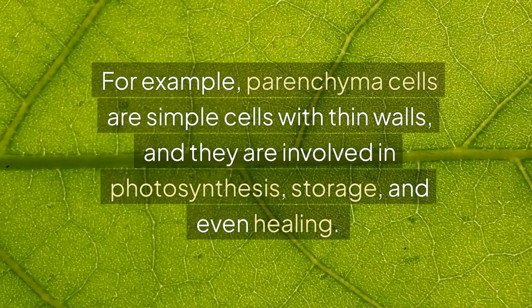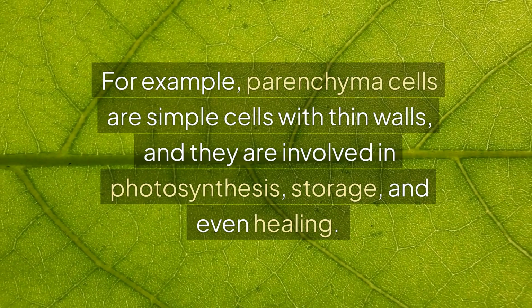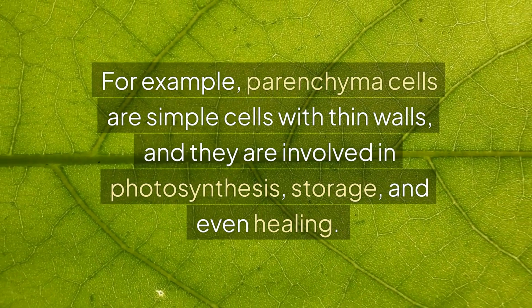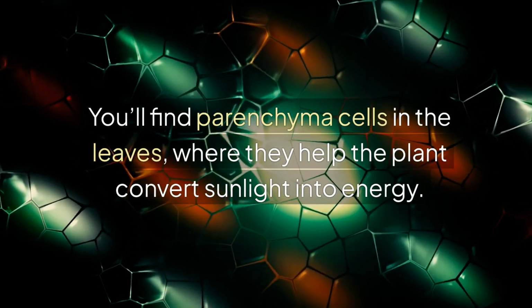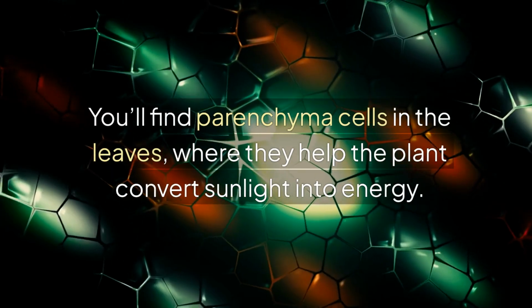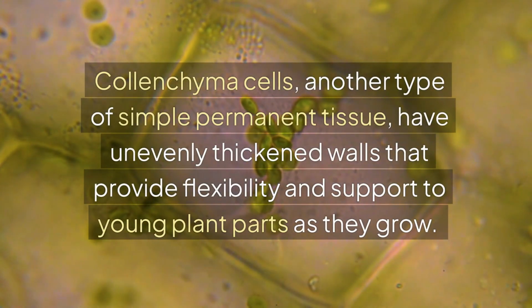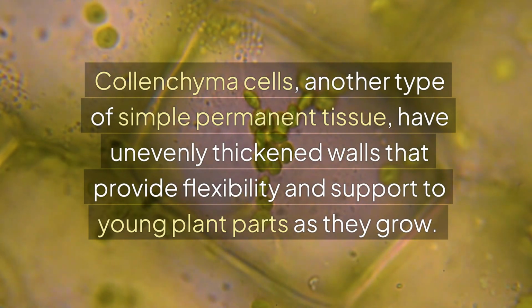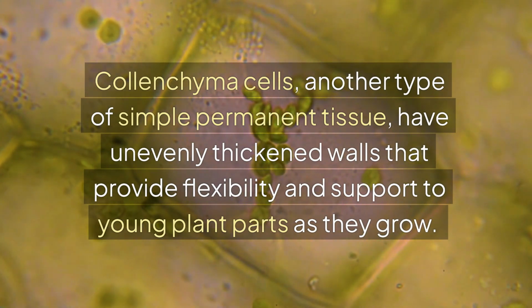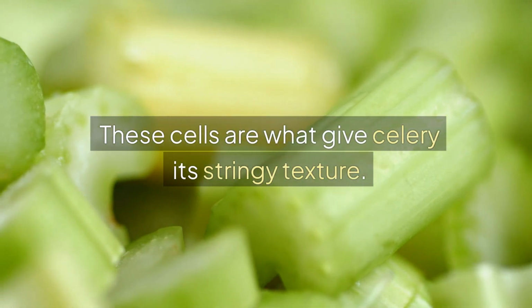For example, parenchyma cells are simple cells with thin walls, and they are involved in photosynthesis, storage, and even healing. You'll find parenchyma cells in the leaves, where they help the plant convert sunlight into energy. Collenchyma cells, another type of simple permanent tissue, have unevenly thickened walls that provide flexibility and support to young plant parts as they grow. These cells are what give celery its stringy texture.